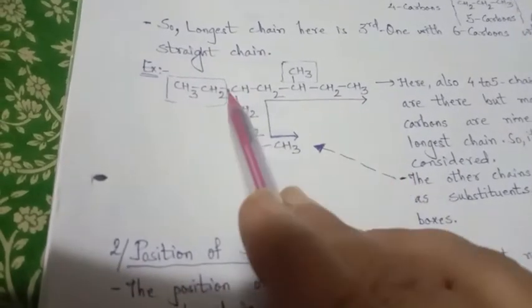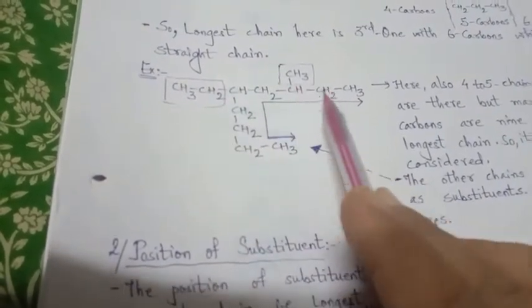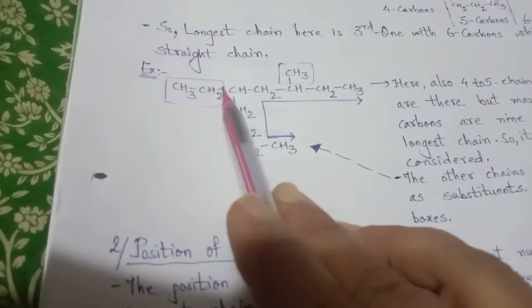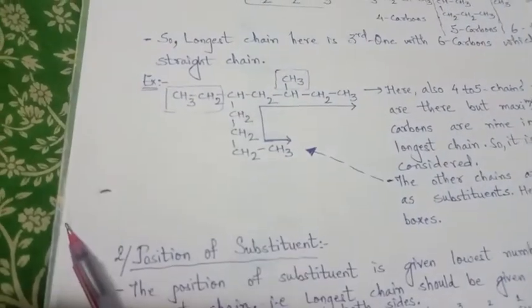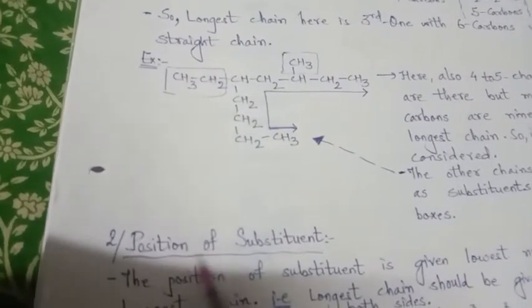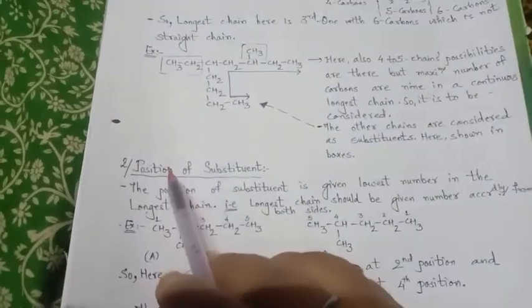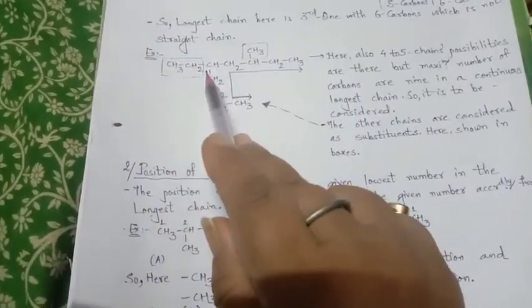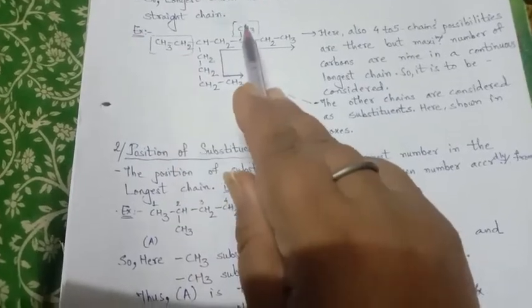Now what happened? If we consider this 9, then this is one branch, a substituent group. Here also this is one branch, a substituent group. So we will have to give the name accordingly. The position of the substituent is to be considered. Now how will this position be given? Here also it is in the branch. Here also it is in the branch.